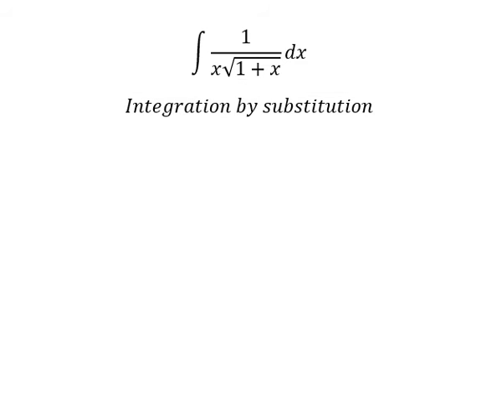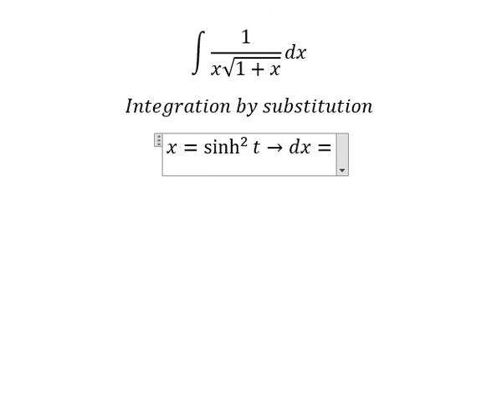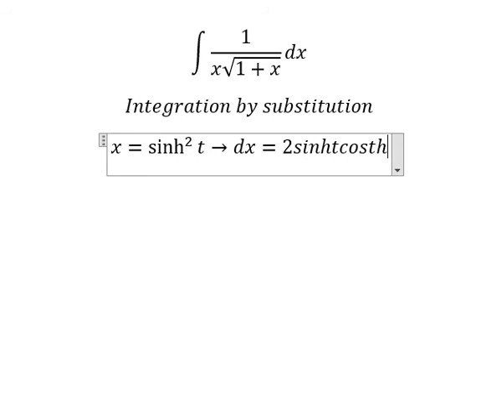So I will put s equal to sin² t, because if I put this one here, we have 1 plus sin² t and we have cos² t. Later we simplify the square root. Next, we need to first take the derivative of both sides, and we have ds equal to 2 sin t cos t dt.